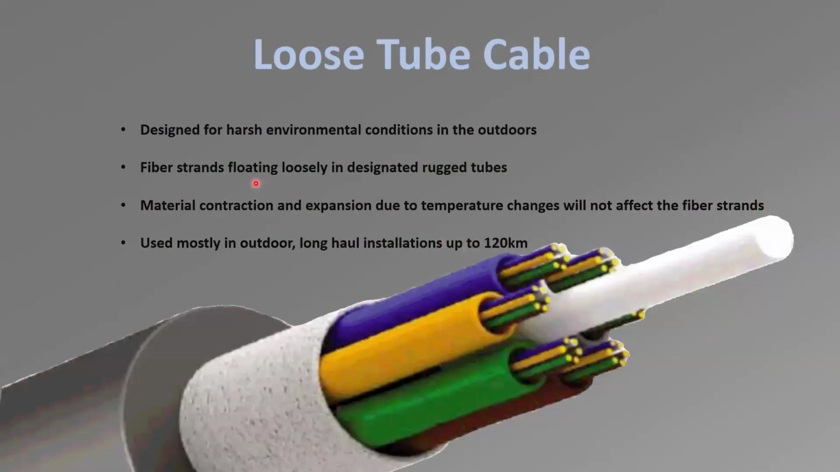All right. So let's talk about the bread and butter of what we are talking about today. Loose tube cable, designed for harsh environmental conditions in the outdoors. Here are the fiber strands, floating loosely in the rugged tubes. This is the summary of what I was talking about.